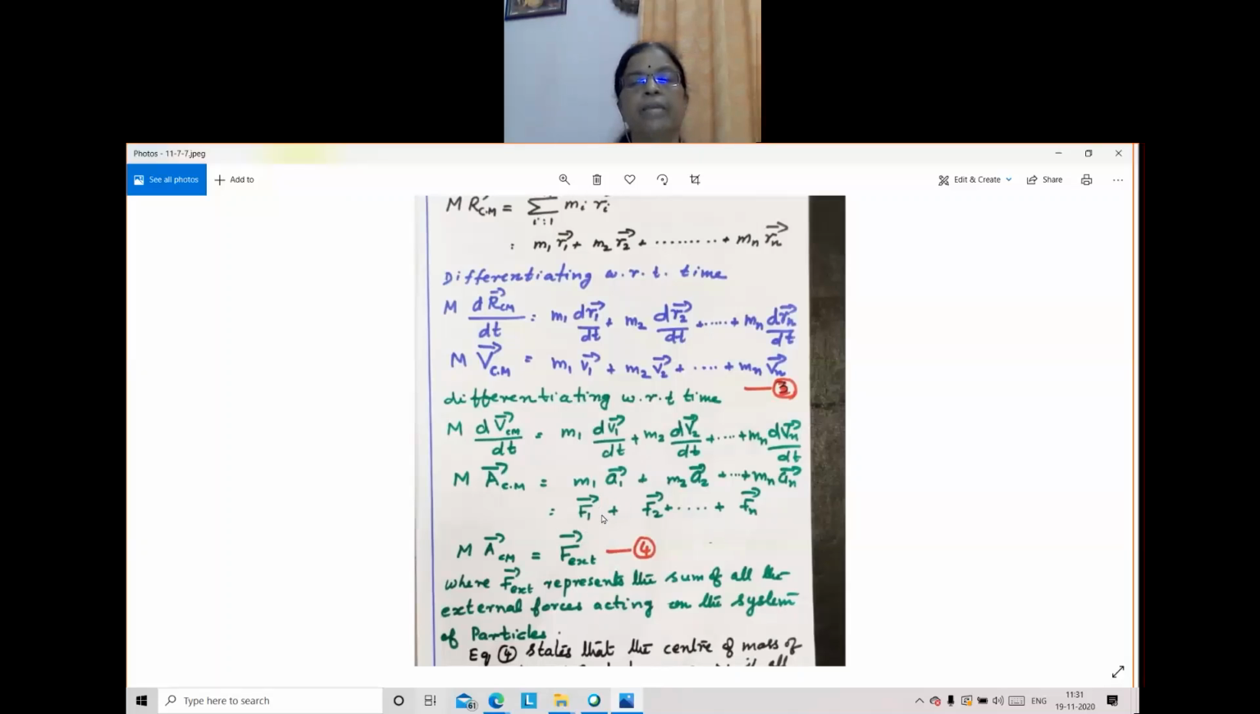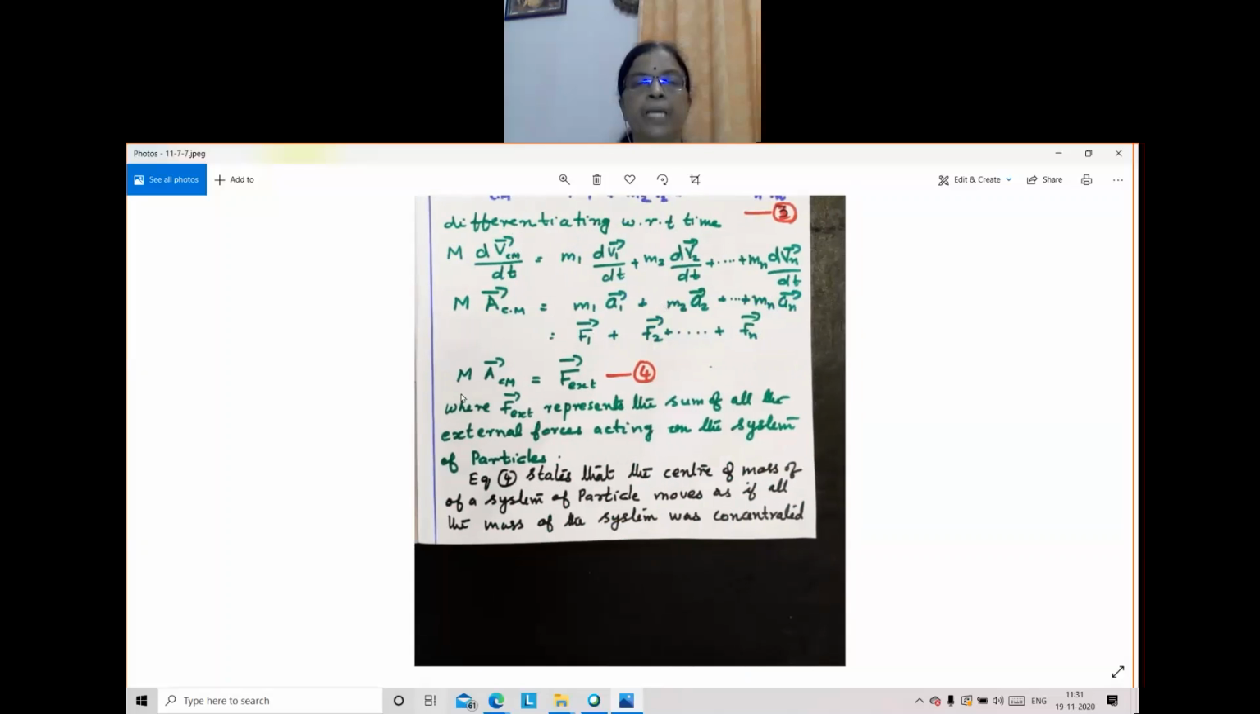So that we can write the force acting on first particle, vector F1, plus force acting on second particle, vector F2, plus etc. Force acting on nth particle, vector Fn. That means total force acting on all the particles of the system, F1 plus F2 plus etc. plus Fn. So we can write capital M into acceleration.